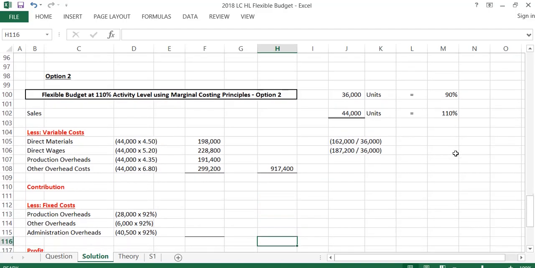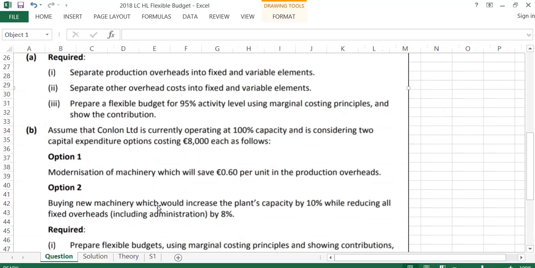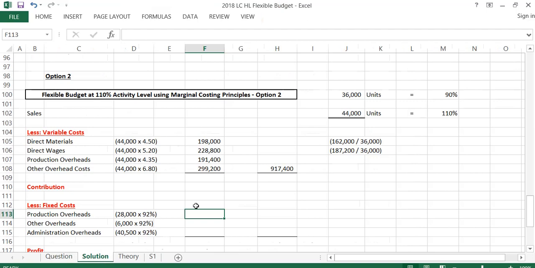My fixed costs. So to get my fixed costs, in the question, it says for option 2 that all fixed costs will be reduced by 8%. So if they're reduced by 8%, then they're 92% of what they originally were. So the production overheads were originally 28,000. If they're reduced by 8%, then they're 92% of that, which is 25,760.